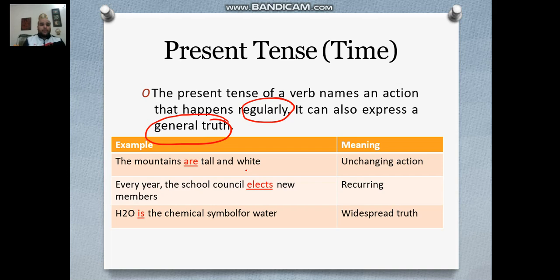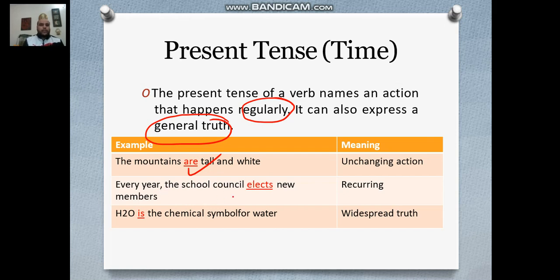General truth, right? So you can have a general truth in science. For example, you're going to say, for example, lions are stronger than monkeys. You see, I'm going to use the simple present because it's a general truth. It never changes. The mountains are tall and white always. It's a truth, and then change in action. So I'm going to use the simple present tense with the verb to be.